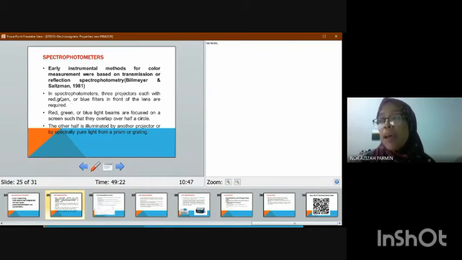Okay. In spectrophotometer, through projector, each which red, green or blue filter in front of the lens are required. So in this case, for spectrophotometer, they are using three different colors only. Okay. So merah, hijau, biru sahaja untuk menguji how to do the experimental awal-awal dulu. So the red, green or blue light beams are focused on a screen such that they overlap over half a circle. The other half is illuminated by another projector or by spectrally pure light from a prism or grating. This is the fundamental early foundation of spectrophotometer.